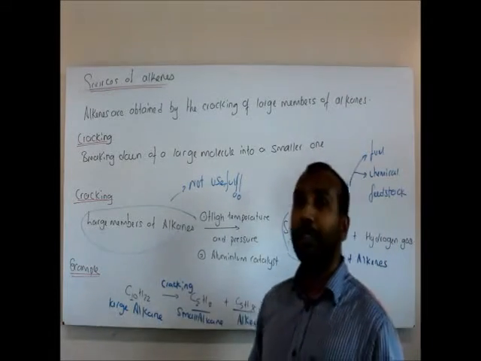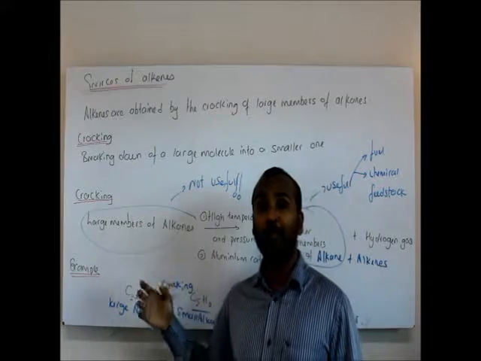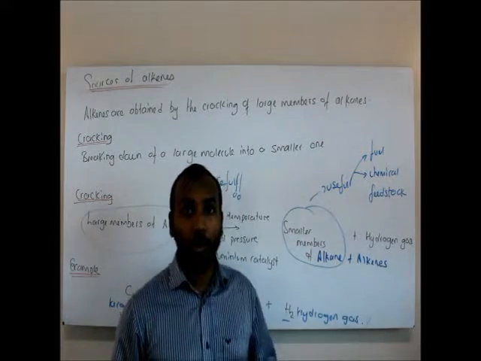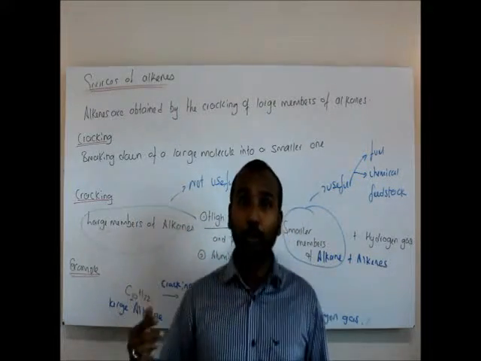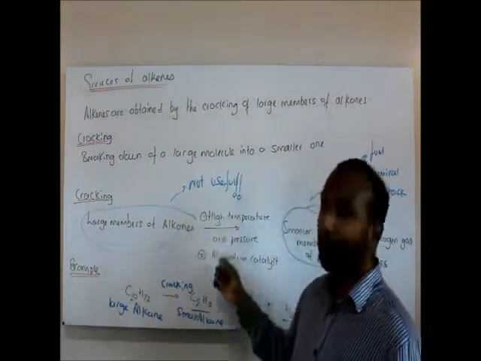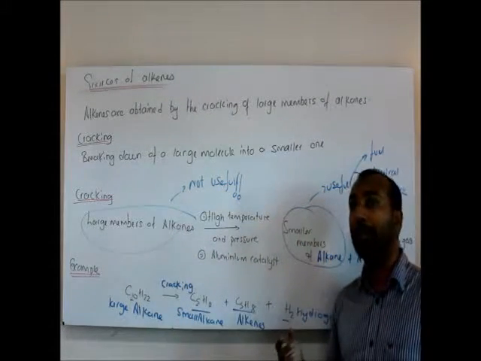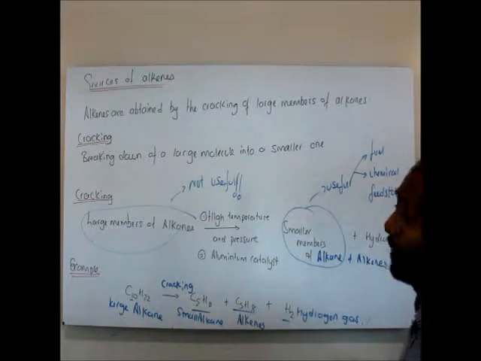When we extract crude oil from the earth, we get large numbers of alkanes, but they are not useful. Instead, we need the smaller members to use as petrol, fuel, or for making organic chemicals. Therefore, we need to crack them down to form smaller members, which are more useful and can be used in a variety of other ways. This is the importance of cracking.